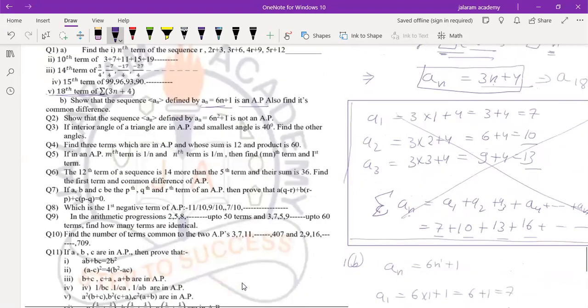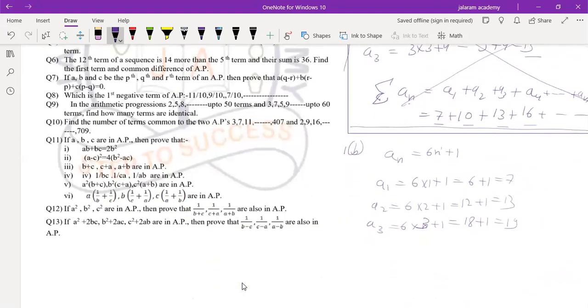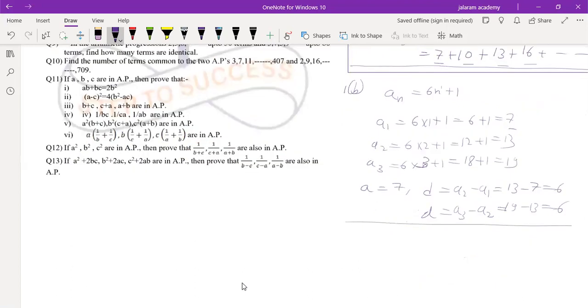So it will always represent an AP. You can check it by finding the common difference. First term is 7 and the difference is A2 minus A1, the difference between the first two terms, 13 minus 7 equals 6. The difference between the next two terms, A3 minus A2 equals 19 minus 13, it is again 6. It means the common difference equals 6. Hence, it's an AP.